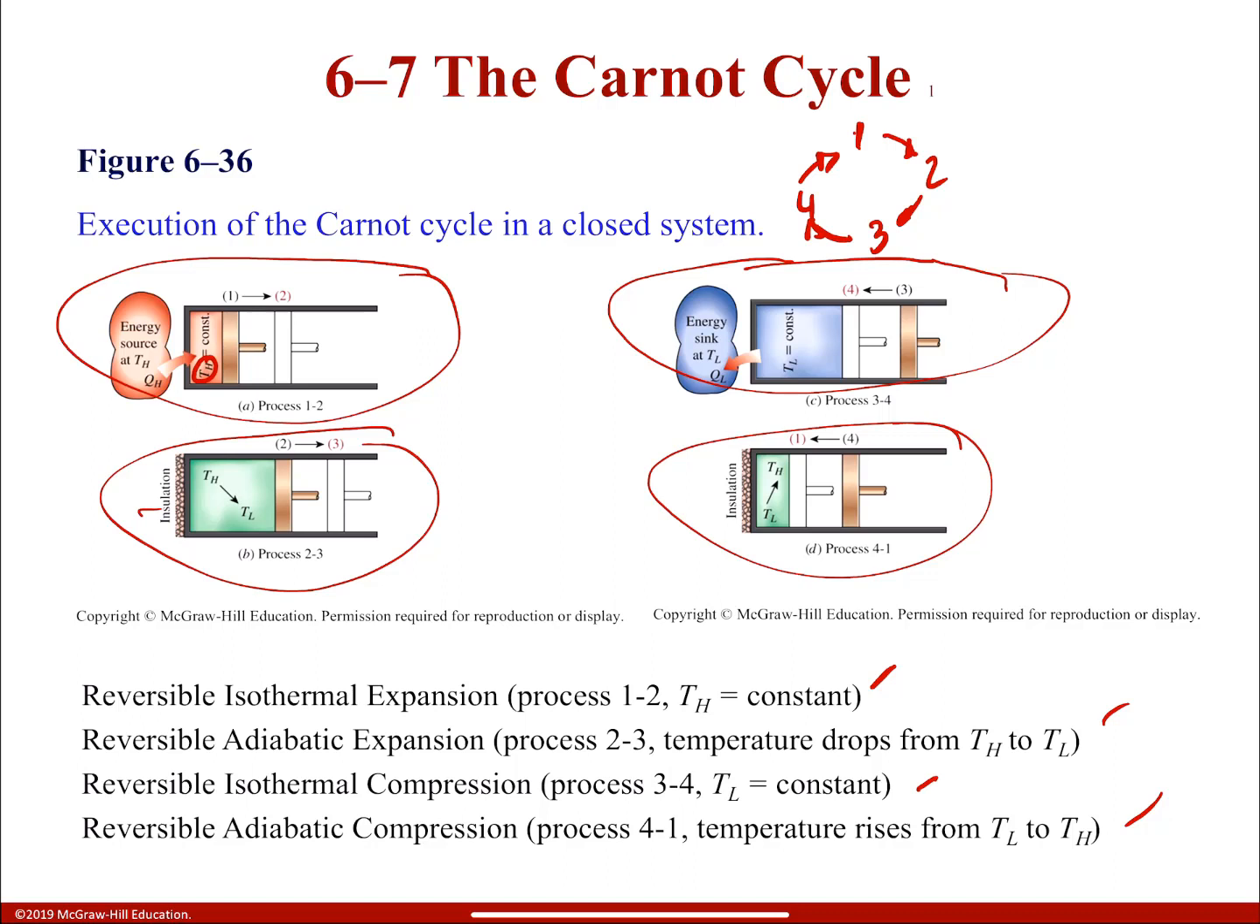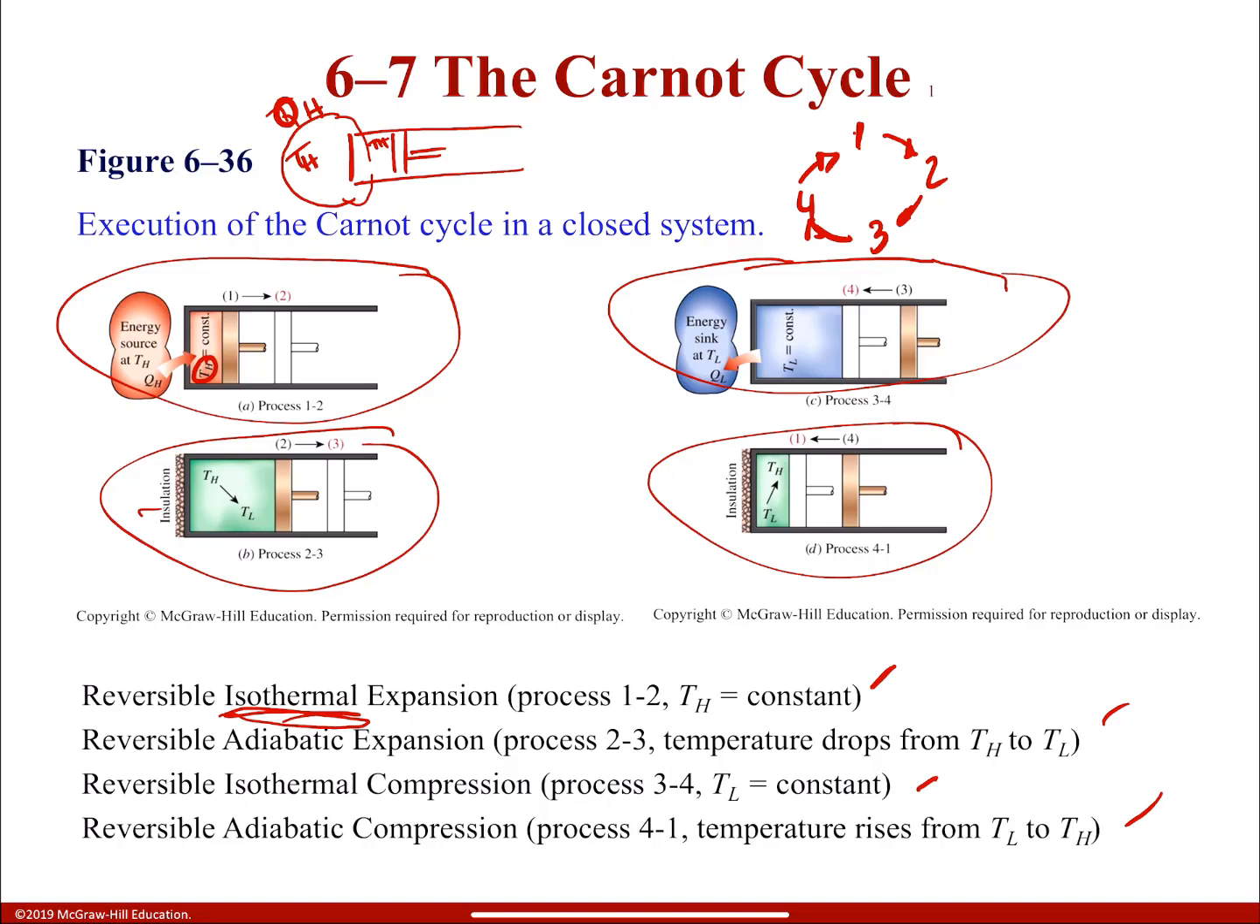There's a lot of blah blah involved with this. So we have the first one. We have a cylinder with a piston. You have an energy source that has the same temperature as you have inside, and we're going to call that source QH. QH has a temperature which equals TH. It's the same temperature that we have inside. We call the first one reversible isothermal expansion.